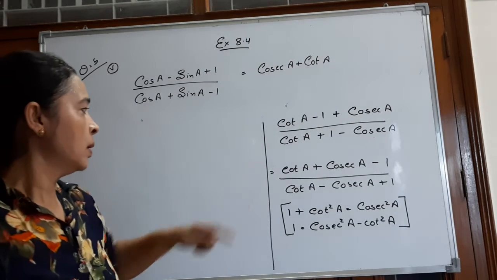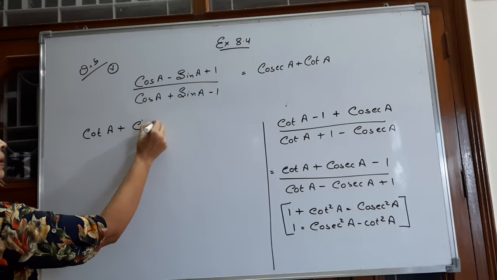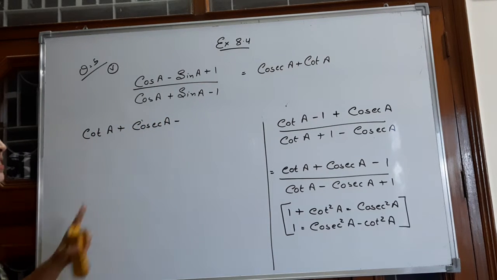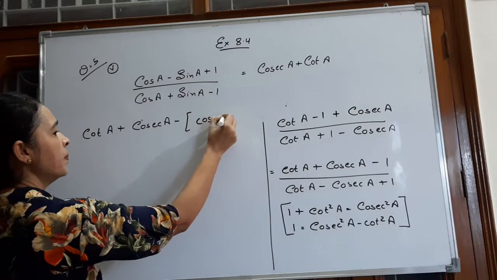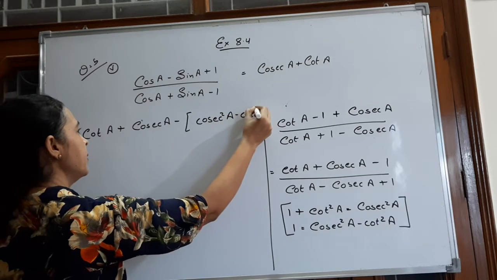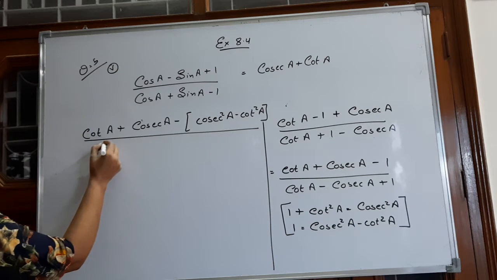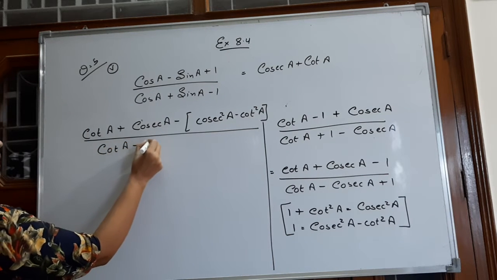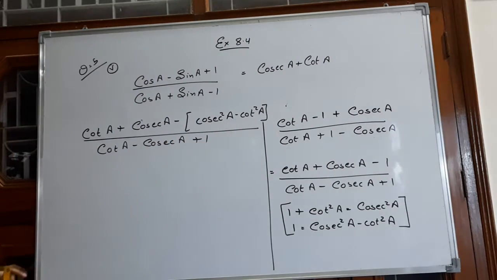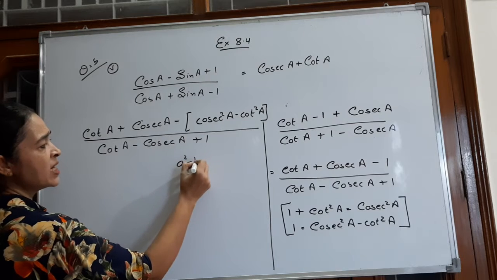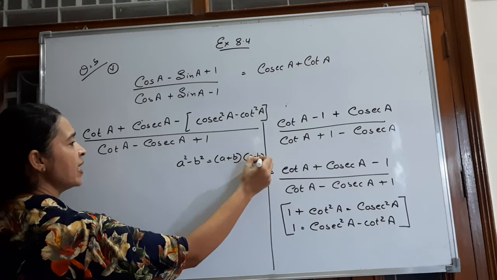Now beta, we will write cot A plus cosec A minus, instead of 1, what we will write? Cosec square A minus cot square A. Clear? We won't change anything in the denominator. Denominator is cot A minus cosec A plus 1. Got it? Now we know A square minus B square, what is this? A plus B and A minus B. We have this identity.